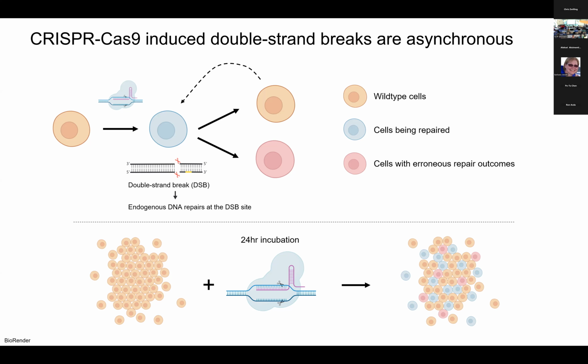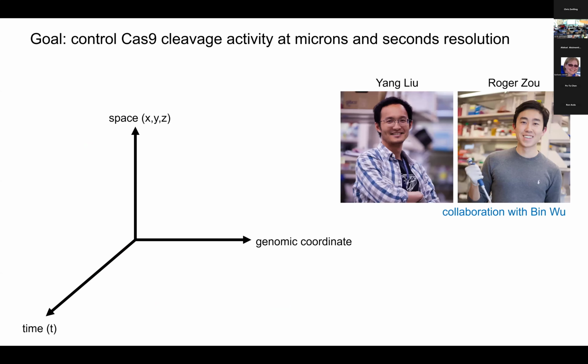We don't really know when the cutting happened in a cell. We don't really know when the repair happened. So it's hard to monitor repair events using this method. So a previous postdoc, Yang, and a previous graduate student, Roger, came up with, in Bing Wu's lab at Johns Hopkins, the idea: what if we can control the Cas9 cleavage activity at high spatial temporal resolution? Then we can synchronize the Cas9 cutting in a population of cells. Once the cutting is synchronized, the DNA repair mechanism is also synchronized.